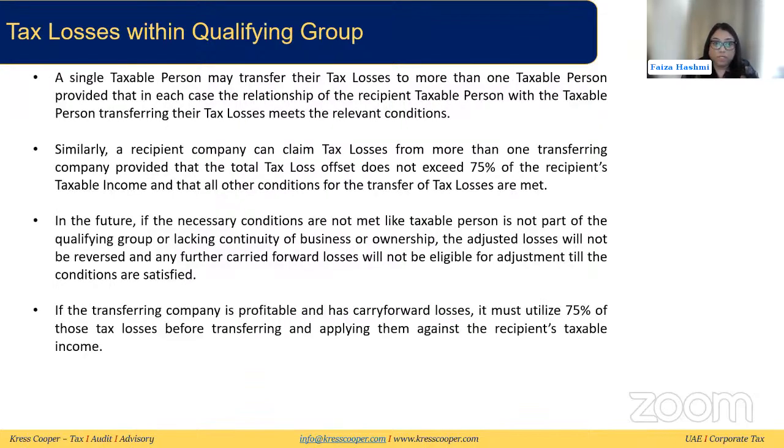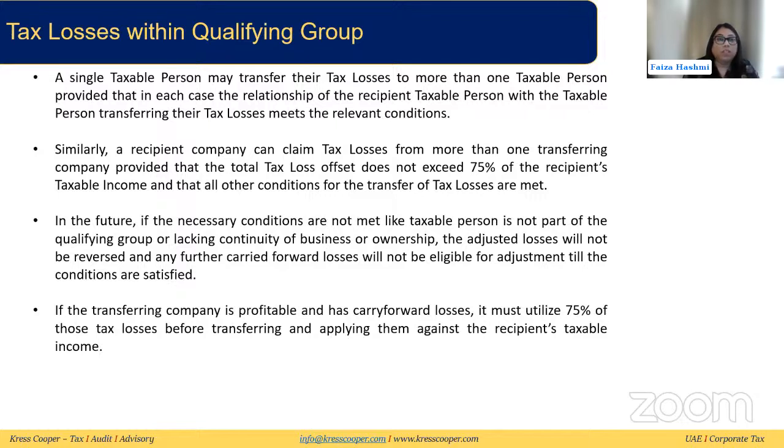Now, a single person may transfer their tax losses to more than one taxable person in the group. So if you are meeting the qualifying group conditions, all the relevant conditions, then if one person has transferred some loss to company A in the same group, they might transfer some loss to company B, or company C if they have enough.